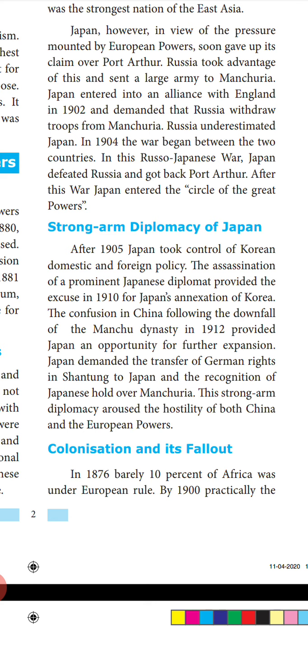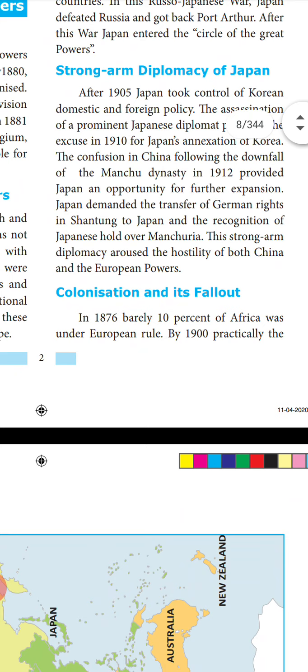Japan demanded the transfer of German rights in Shandong to Japan and the recognition of Japanese hold over Manchuria. Where is Manchuria? In China. This strong-armed diplomacy aroused the hostility of both China and European powers. Okay, children, I think you might have understood.